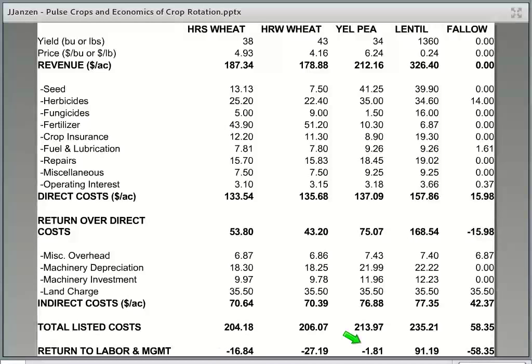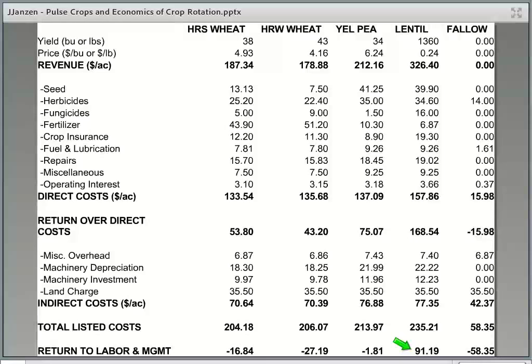So for yellow peas, the return to labor and management was smaller, but still negative. The return to lentils looked really strong, right? If we could get decent yields and at a relatively reasonable price expectation, looking at these two numbers, we had significantly higher revenue. And even though the costs of producing lentils were slightly higher, our end of the day net returns were going to be much higher for lentils relative to alternative crops.